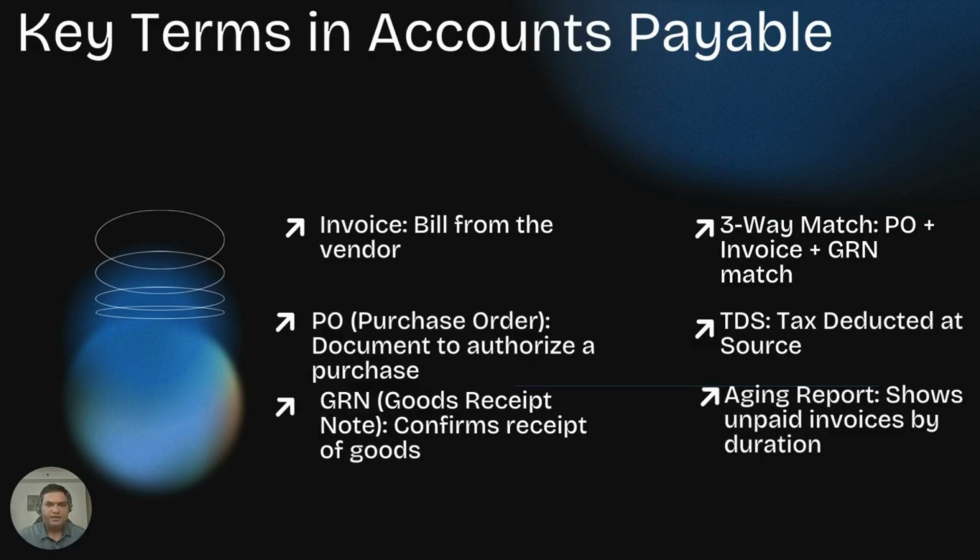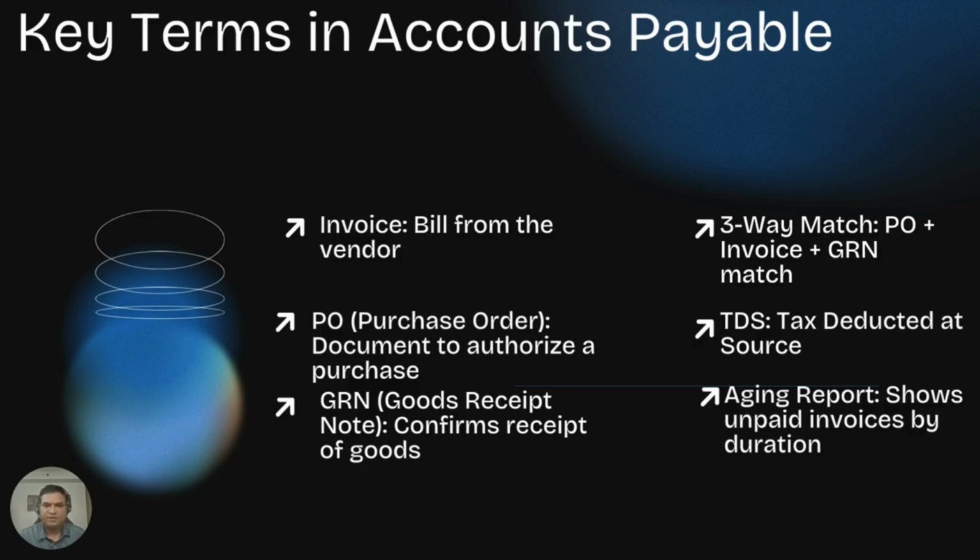What are the key terms in accounts payable? Some of the important key terms in accounts payable are, one, invoice, which is the bill that you receive from a vendor. Second one is purchase order that you issue, which is a document to authorize a purchase. Third is the GRN, which is called goods receipt note, which is a document that confirms that you received the goods. Fourth one is three-way match, which is your PO plus invoice plus GRN match.